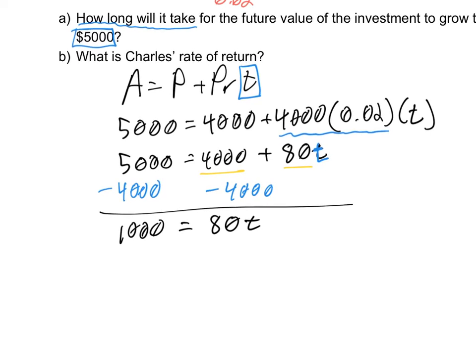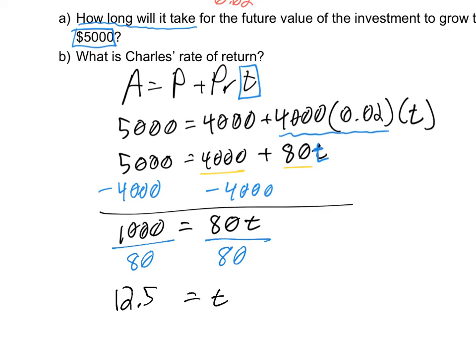Now we want to solve for T. 80 is being multiplied by T, so we're going to do the inverse operation of multiplication. We're going to divide. So we'll divide by 80 on the right, and we'll divide by 80 on the left. 80T divided by 80 leaves us with T. 1,000 divided by 80 leaves us with 12.5.